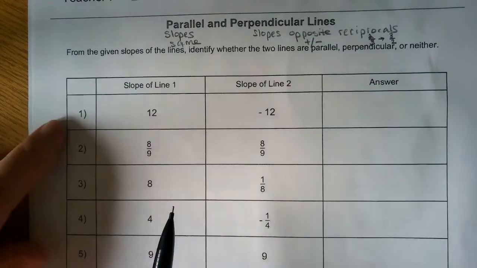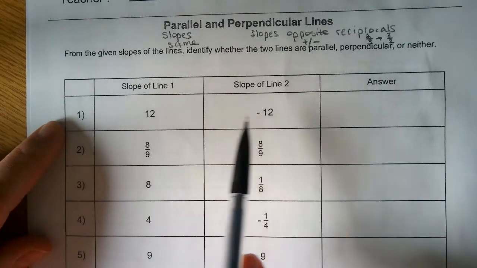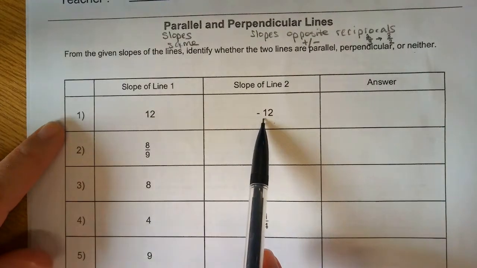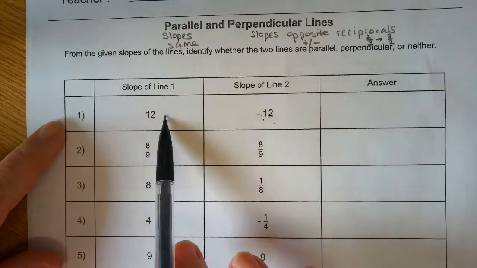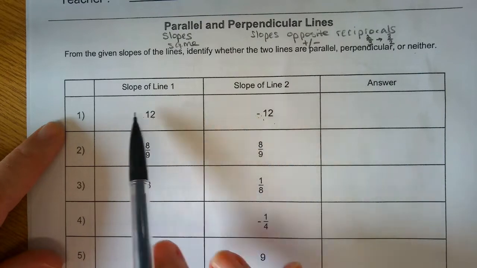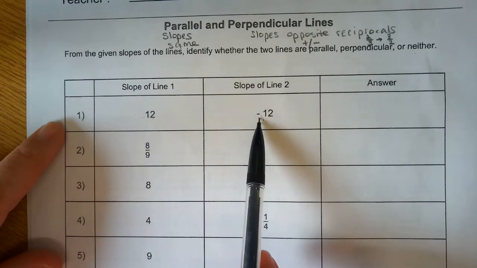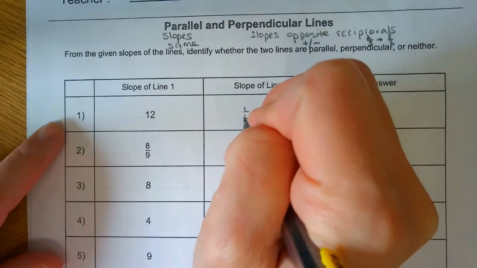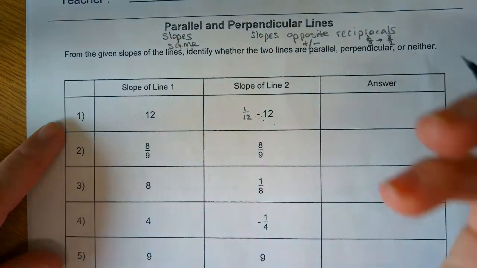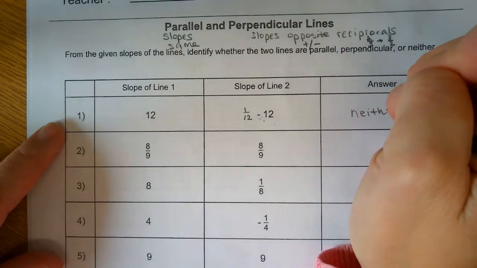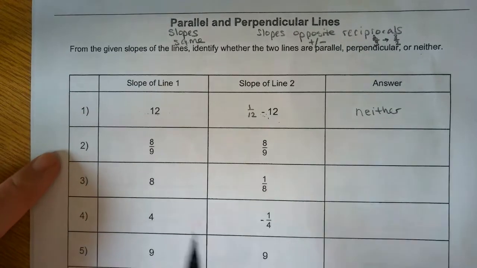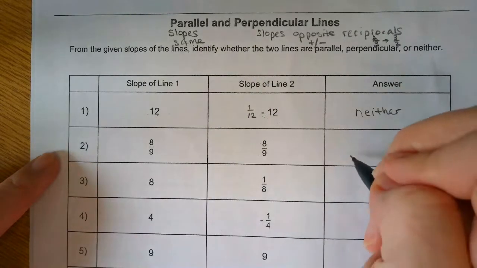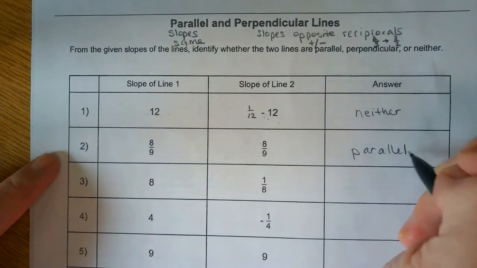As I look at number 1, I'm going to ask, is it parallel, perpendicular, or neither? Are they the same? No, so it's not parallel. Are they opposites and reciprocals? Yes, they are opposites because one is positive, one is negative. No, they are not reciprocals because the reciprocal of 12 would be 1/12. So therefore, this answer would be neither. Number 2, if I have 8/9 and 8/9, that one's pretty easy. My slopes are both the same, so my answer would be parallel.